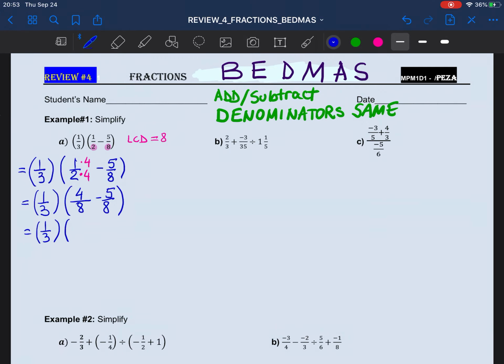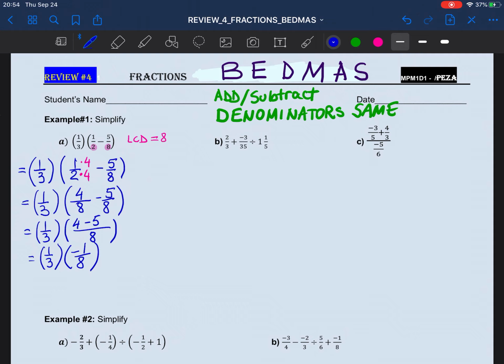Remember, in addition and subtraction, we keep the denominator the same. Nothing will happen to the denominator. We only operate with the numerator, so the numerators will be subtracted as indicated, in this case 4 minus 5 under 8. So whenever you make a change in a step, so here we are subtracting the fractions, for example, the next step would be simplify. So we have 1 over 3. 4 minus 5 is negative 1 over 8.